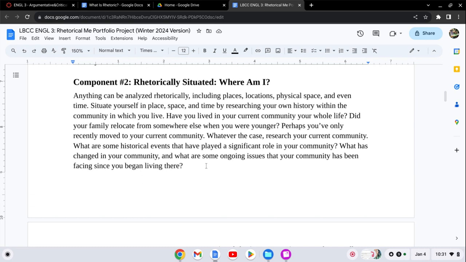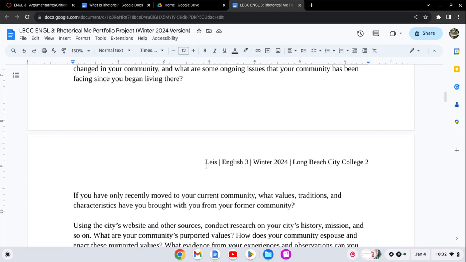So this portion of the project is going to help us understand how our communities influence who we are as people, how they shape our identities, how they influence our values, how they kind of create us, right? So we're going to need to research where we live, so the communities, the neighborhoods in which we live, we're going to need to figure out some stuff about those places.